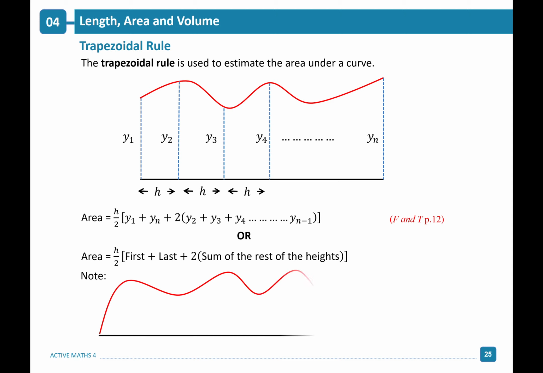Note, if you have an area under the curve shaped like this, your first height y1 is equal to 0 and your last height yn is also equal to 0. So it's important to look out for that in your questions.